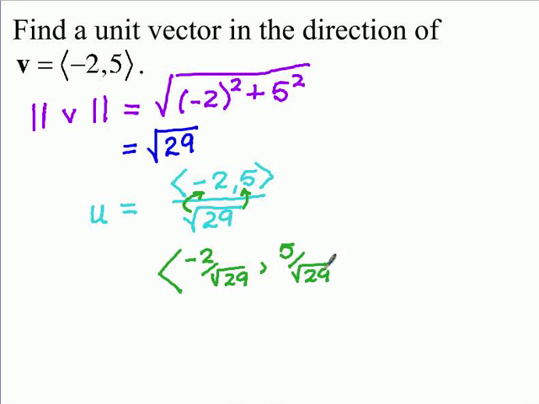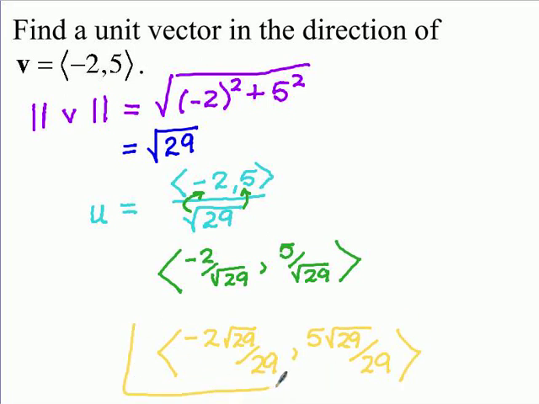But you already know that I won't accept square roots in the denominator. So that's not our final answer. So what will our final answer be? Negative 2 root 29 over 29, and then 5 root 29 over 29. So that will actually be your final answer. Okay? So that's how you find a unit vector.